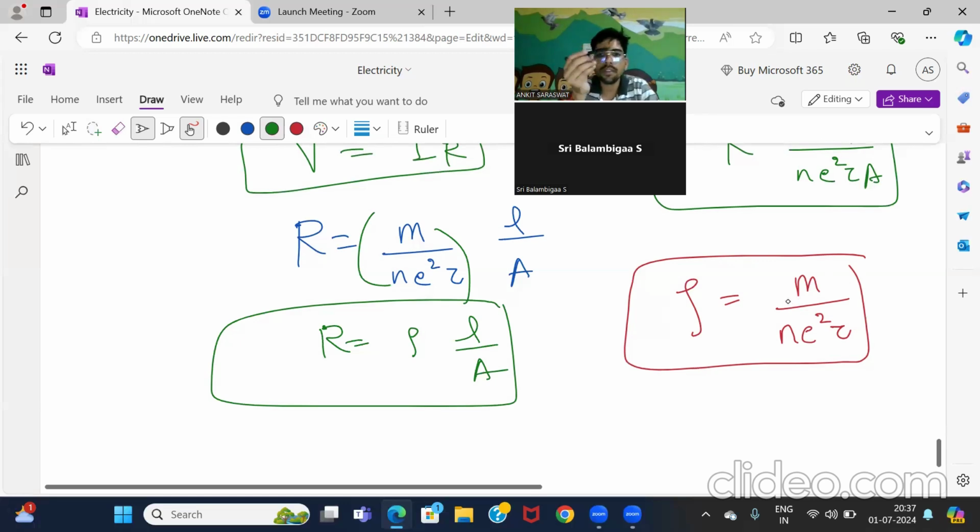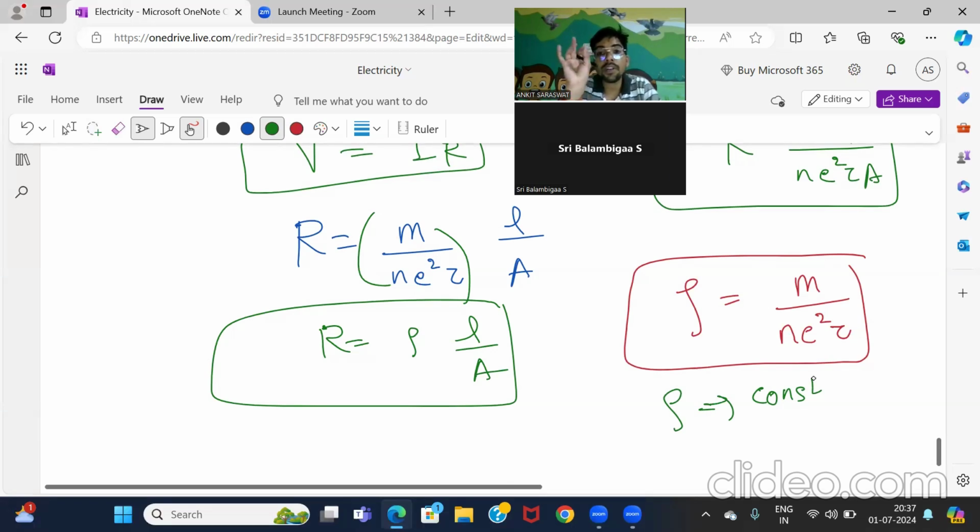If the material is the same, for example, this is made up of copper, then n is fixed. Number of free electrons per unit volume is fixed here. m is also fixed. n is fixed, m is fixed, e is fixed. And if temperature and pressure are constant, then tau is also constant. Then rho is constant. This is what we have learned. Rho is the resistivity. It is constant. Why? If temperature is constant, then only we say resistivity does not change.